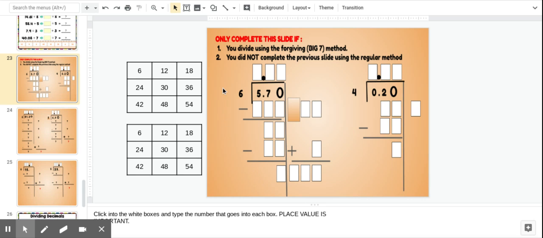This section is actually solving division problems using a method. This method is the Big Seven or the forgiving method. So if this is not familiar to you, then you need to let me know so I can replace your assignment with the other way to divide. So I'm going to take you through this Big Seven method very quickly so you understand how to do this next section of the assignment.